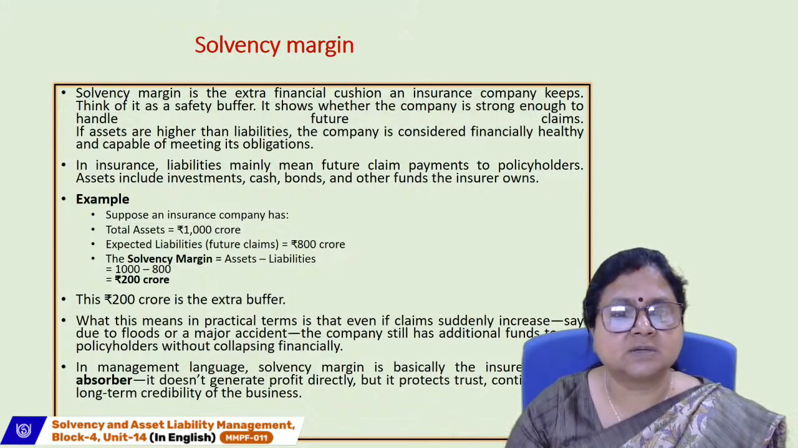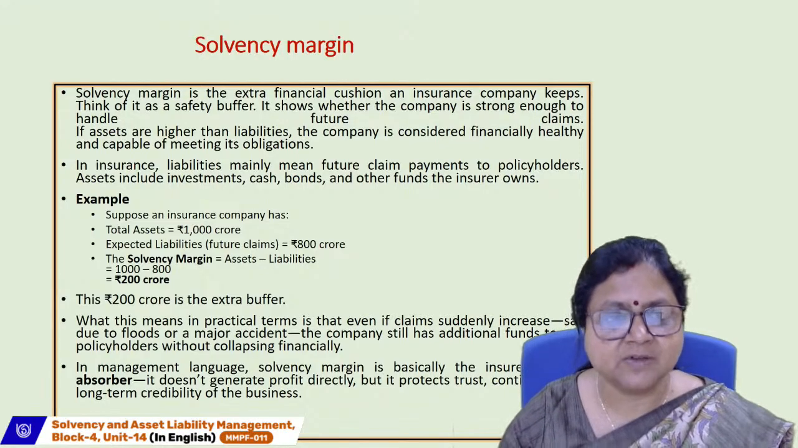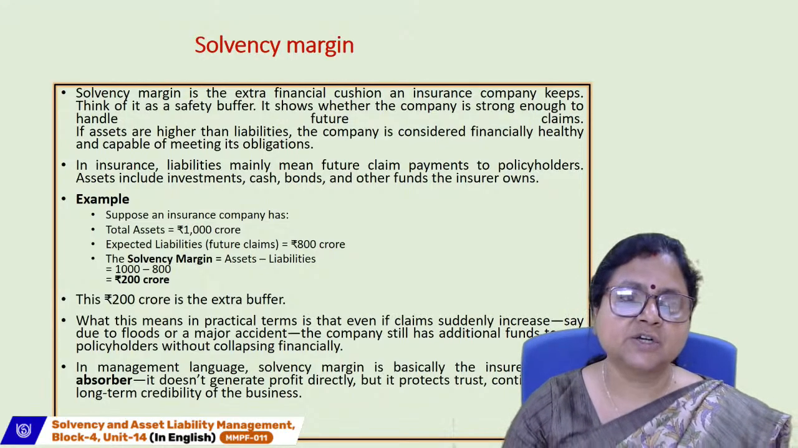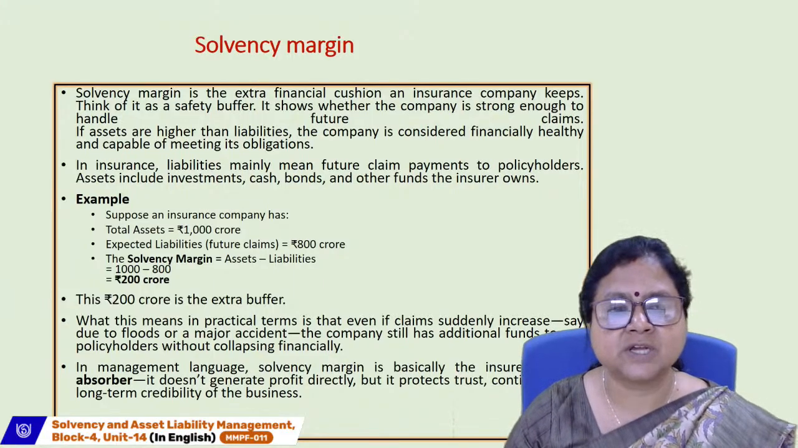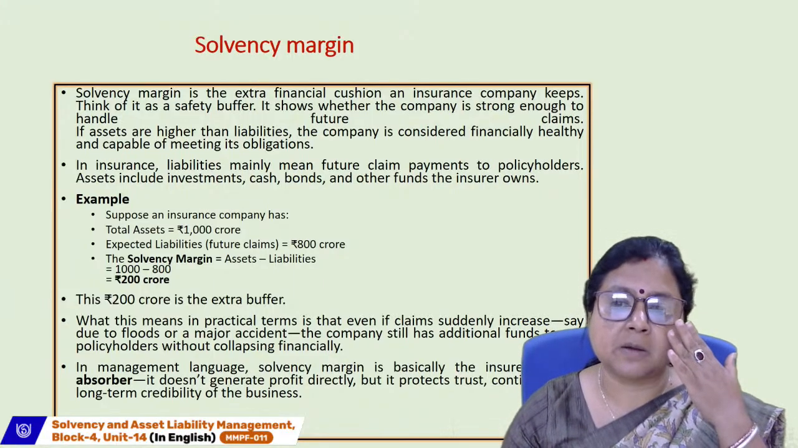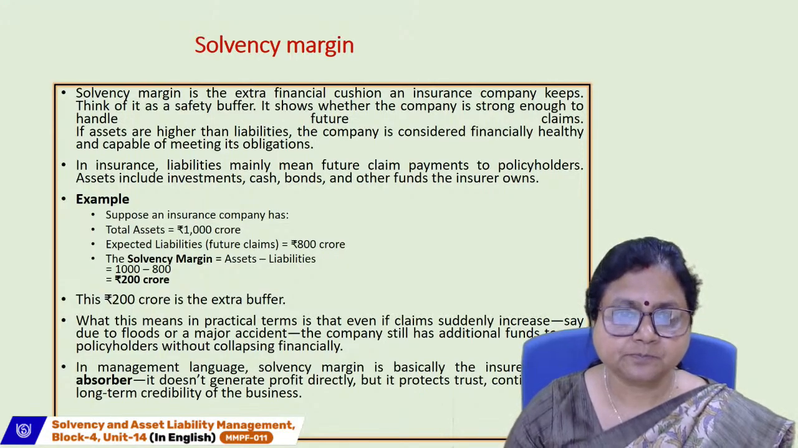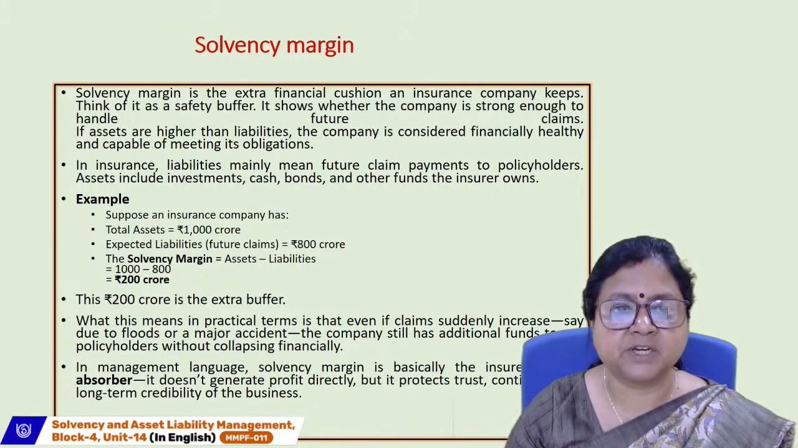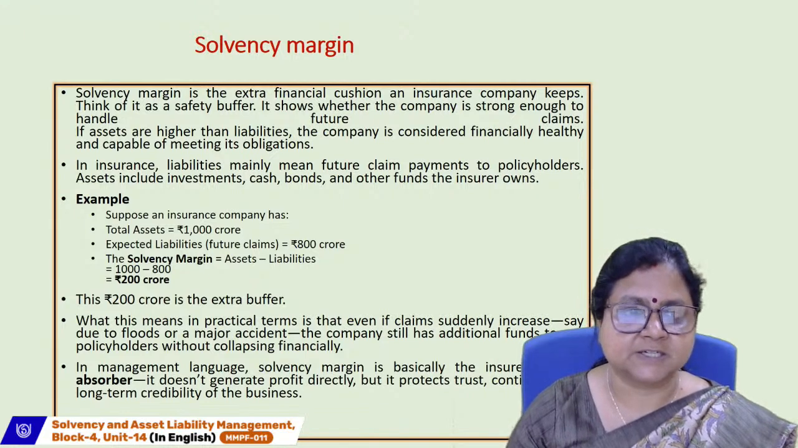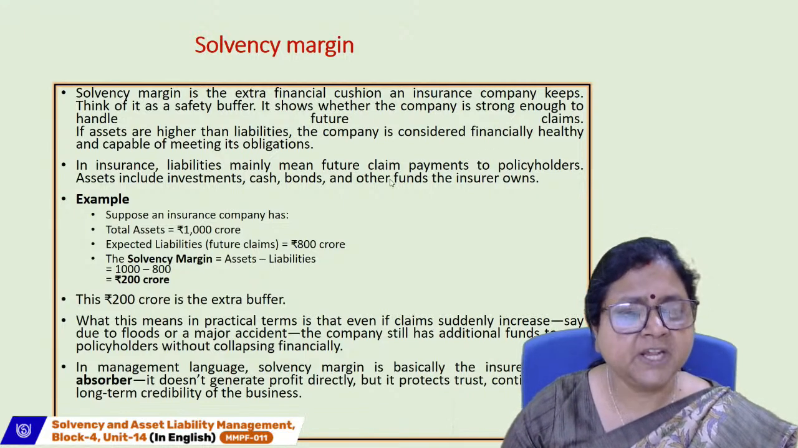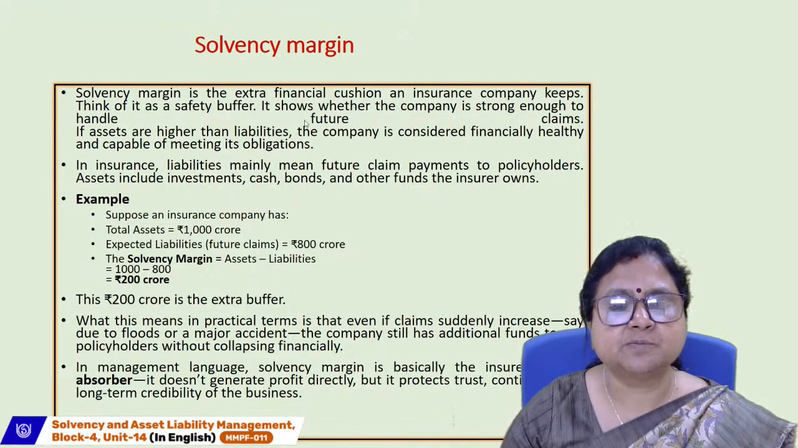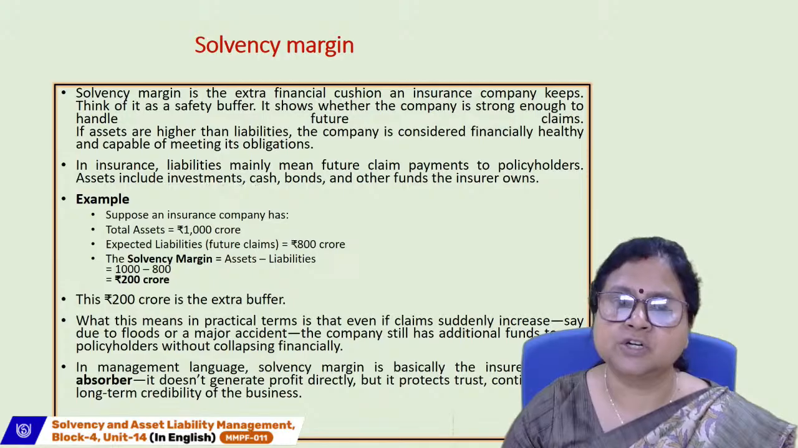This we have just discussed in the previous slide. So companies should have assets higher than the liabilities, so that when it comes to meeting the obligations or the liabilities, the company can pay off from these assets. In insurance, liabilities mainly mean the future claim payments to the policyholders.